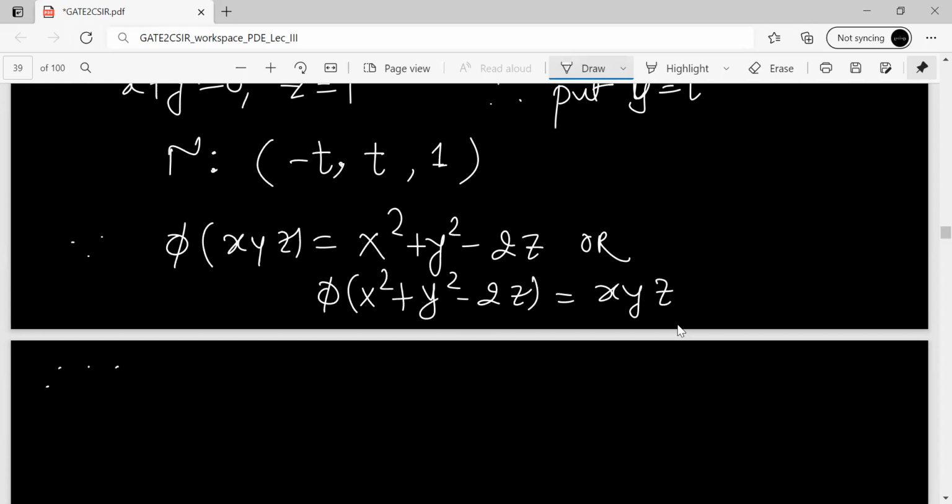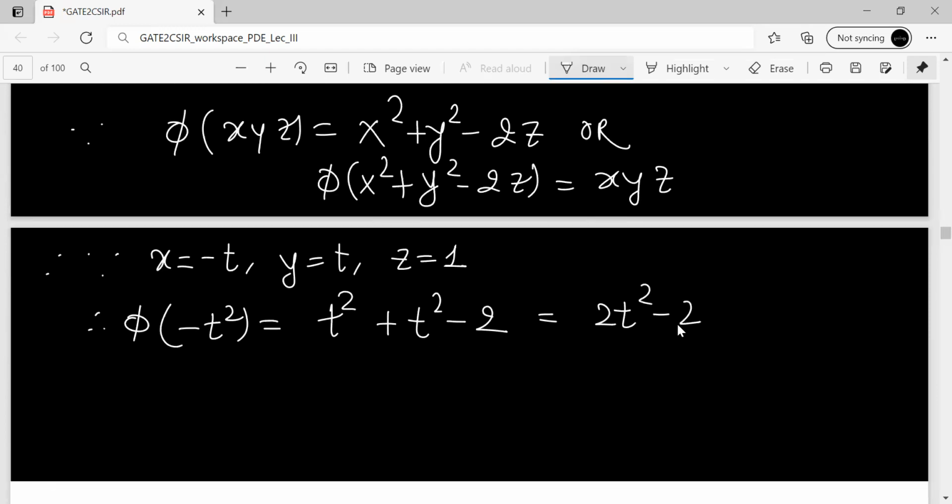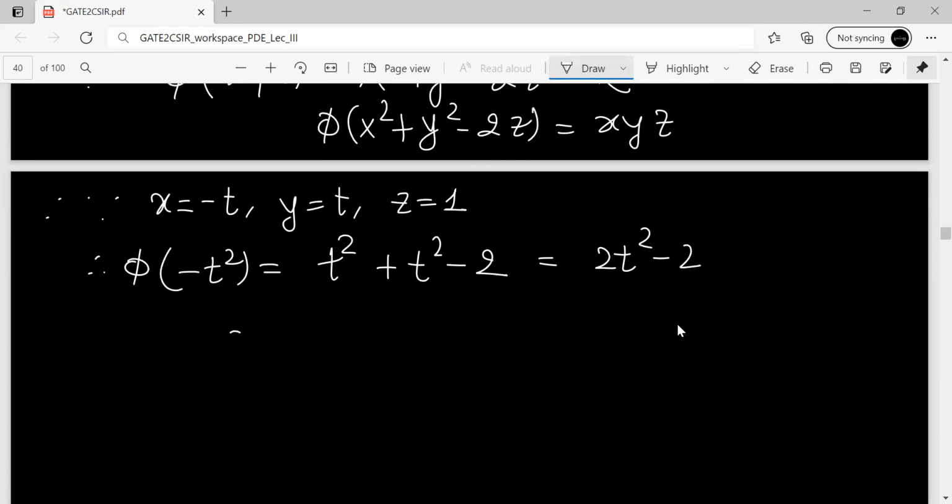So since x is minus t, y is t, and z is equal to 1, substitute in this equation. So you get phi of (minus t square), which is equal to x square, t square, plus y square, also t square, minus 2. So that will give you 2t square minus 2. So phi of minus t square equals 2t square minus 2.